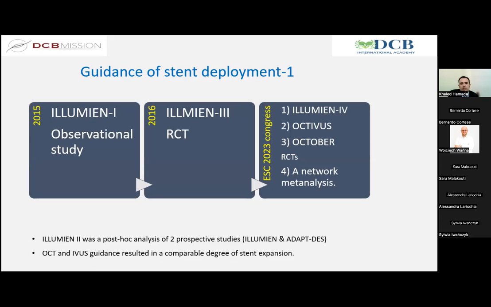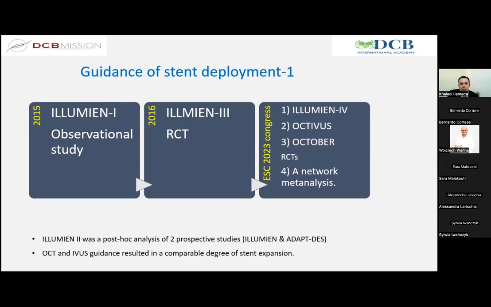The third one is guidance of stent deployment. There are many trials about stent deployment with OCT. We will talk about the ILUMIEN I trial, which was an observational study published in 2015. Then the ILUMIEN III, which was a randomized controlled trial published in 2016. And then the late-breaking trials, ILUMIEN IV, OCTOBER, OCTIVUS, and a network meta-analysis, which was shown at the ACC 2023 Congress. The ILUMIEN II was just a post-hoc analysis of the 2 prospective studies, ILUMIEN I and ADAPT-DES.